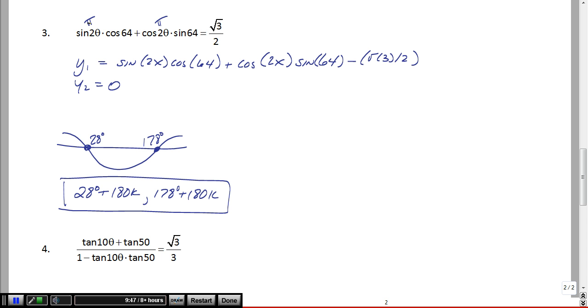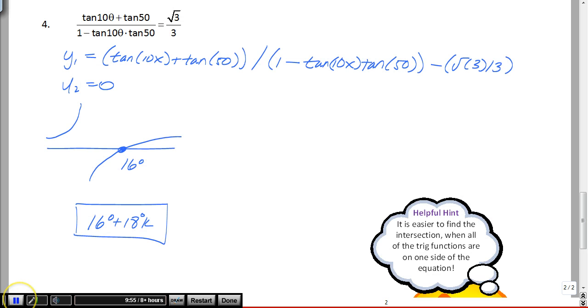So number 4 is your last one. Pause the video and give that one a shot, and then you're all done. The trickiest thing about this one was typing it in your calculator correctly. If you typed Y1 exactly how you see it, and 0 for your Y2, all you have to do is graph it.